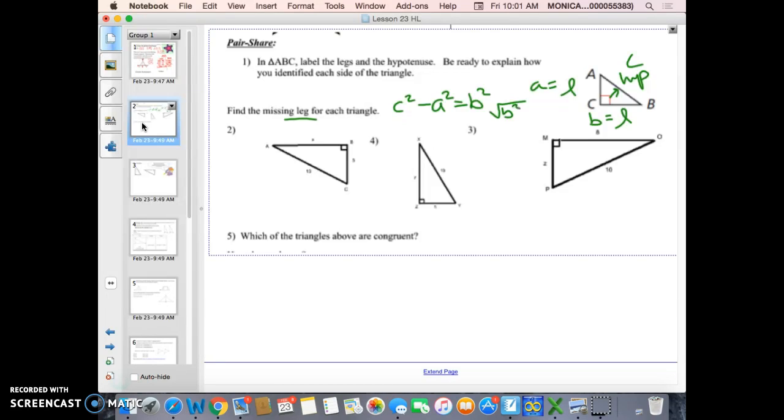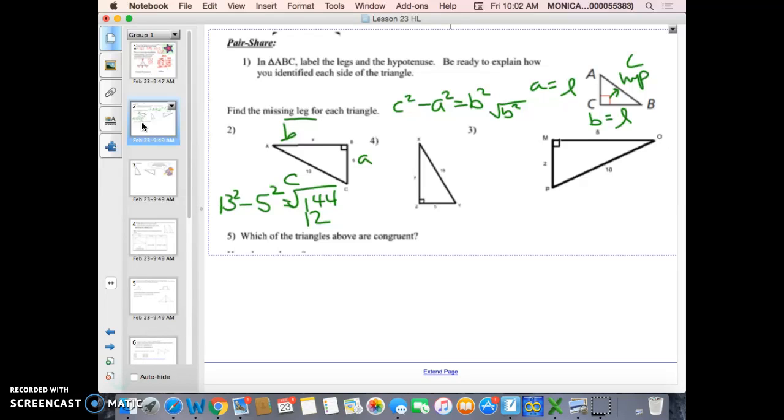All right, so let's look at what we got here. We got 13. This I'm going to label C, because it's my hypotenuse. And I'll go ahead and label this A, and I'll call this side B. So I would do 13 squared minus 5 squared. And when I do that, I get 144. And the square root of 144 is 12. So that missing side is 12.